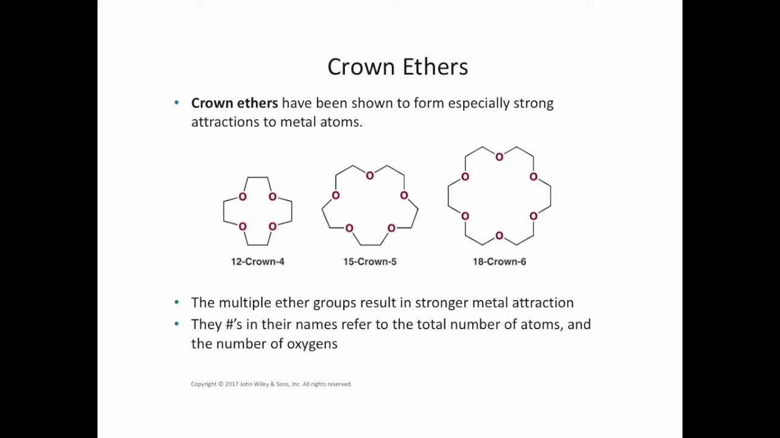Crown ethers are ethers with a lot of ether functional groups. So for example, this one has 4 different ether groups. This has 5 and this has 6. And this results in especially strong attraction to a metal atom. The way this is numbered is the 12 is the total number of atoms, and the 4 is the number of oxygens. And when I say total number of atoms, I mean carbon and oxygen atoms. We're not including hydrogens in that number.